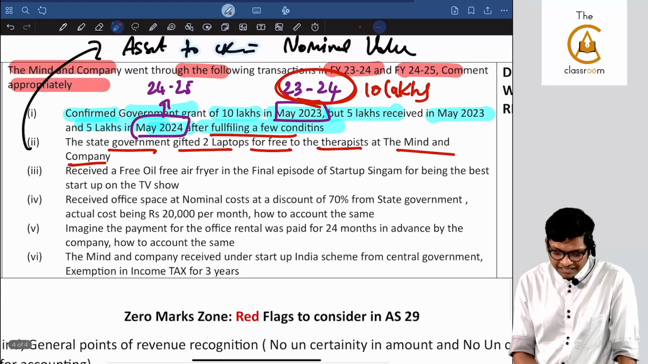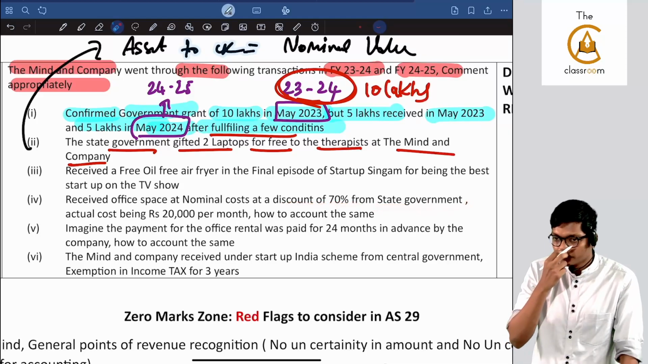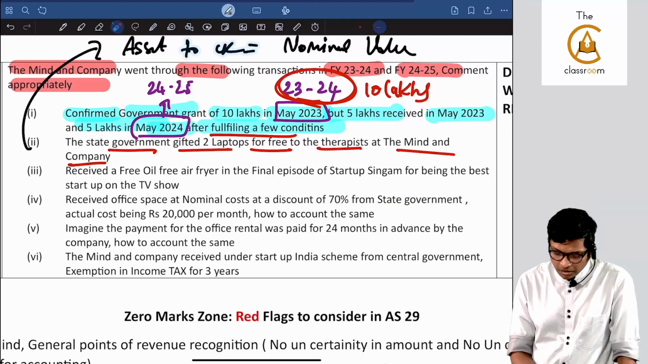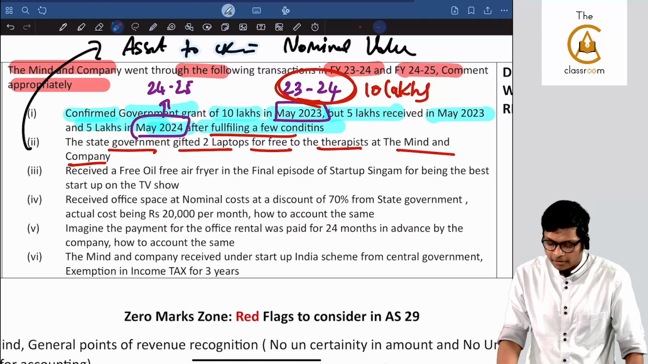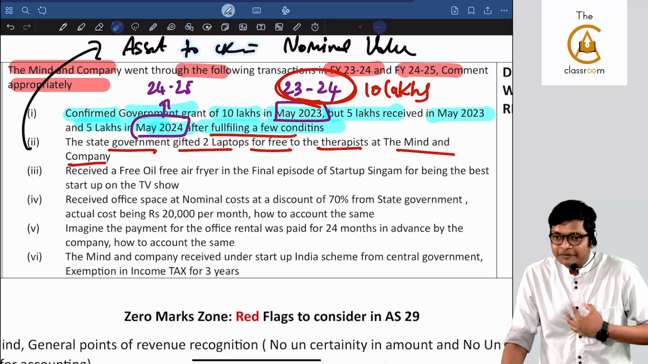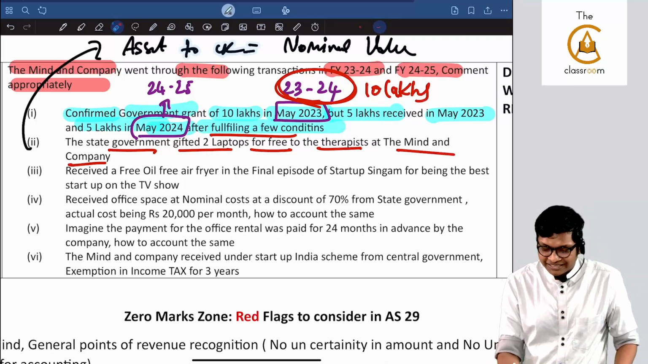Next. Received office space at nominal cost at a discount of 70% from the state government, actual cost being 20,000 per month. How to account the same? Simple. I got an office space rent. Actual cost is 20,000 per month, but I got a discount of 70%.